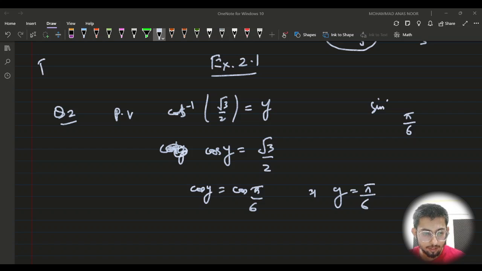Question number 13. Oh, that's a very easy question. It's just an MCQ. If sine inverse x is equal to y, then which of the following options is correct? Alright, so let us do that.